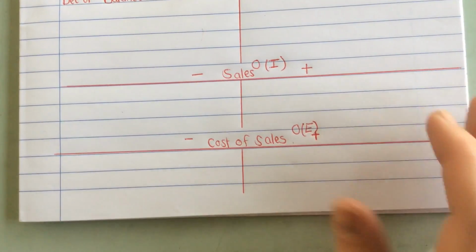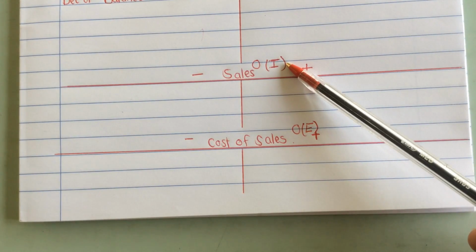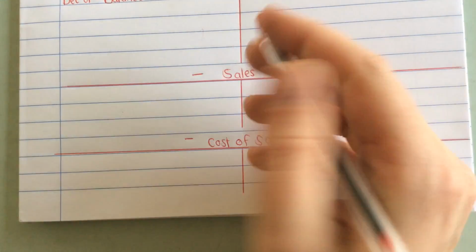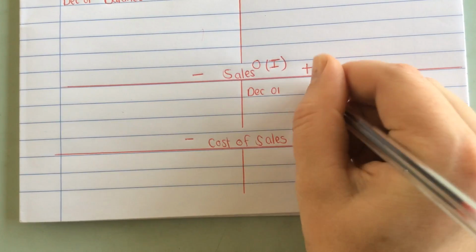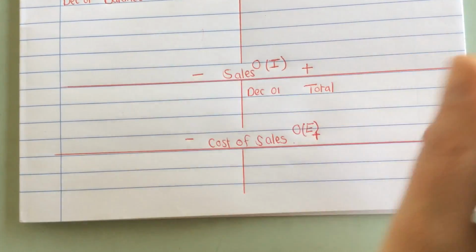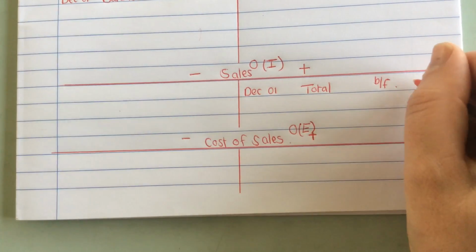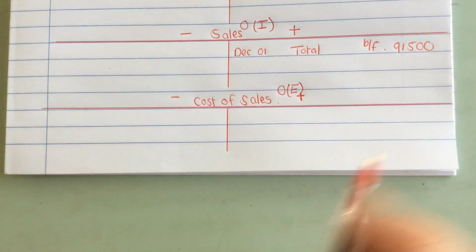Okay, let's quickly fill in sales. So sales, we said we've got 91,500. Our incomes, dead or click? Click, so you're going to put it on the credit side. I'm going to say December the 1st. Please remember, because if you write a balance here, I don't give you a mark, okay? 91,500.